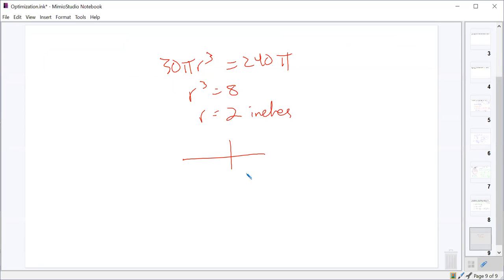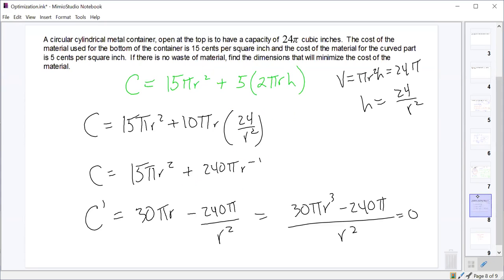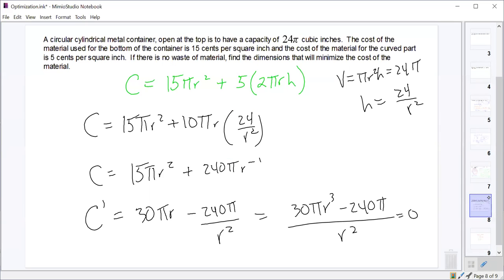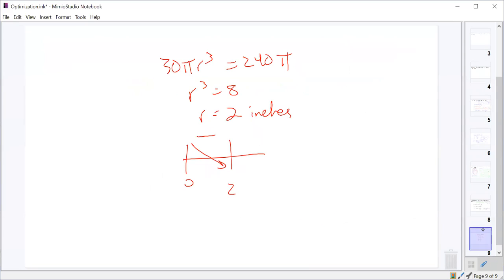And we'll make our sign chart here. Put something in between 0 and 2, like 1 to our derivative. Plug in a 1, the denominator is going to be positive, and the numerator is going to be 30 pi minus 240 pi, which is negative, so we should be decreasing. And then greater than 2, like let's say 3, this ought to be 27 times 30, which ought to be 810 pi minus 240 pi, which is definitely positive. So we have a minimum cost when r is 2 inches.